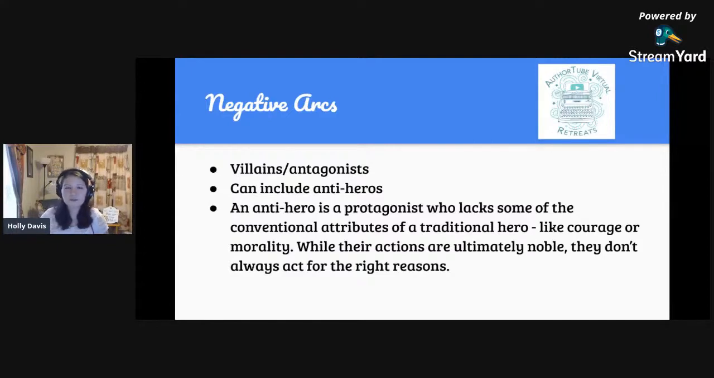I know some people can be kind of confused between the anti-hero and anti-villain. So if you're not quite sure whether your character is an anti-hero or an anti-villain, you can ask yourself, who does the story ask readers to root for? If that character is morally gray, they're likely the anti-hero.